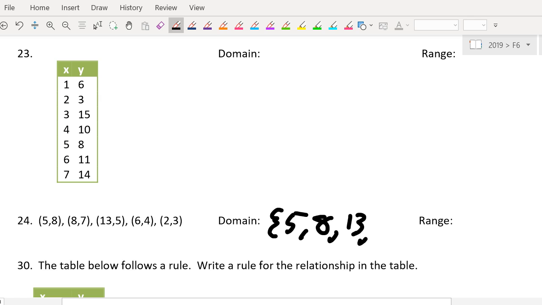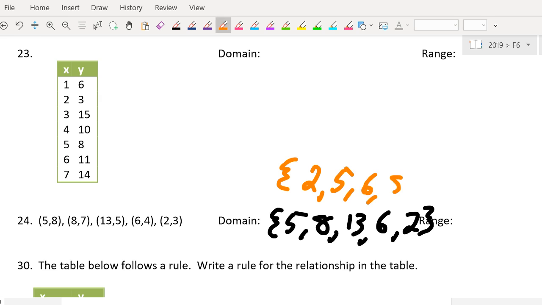However, you have to put them in order. I know I didn't emphasize that before that much, but let's do that. 2, 5, 6, 8, and 13. Okay? Range. Now let's put those in order too.